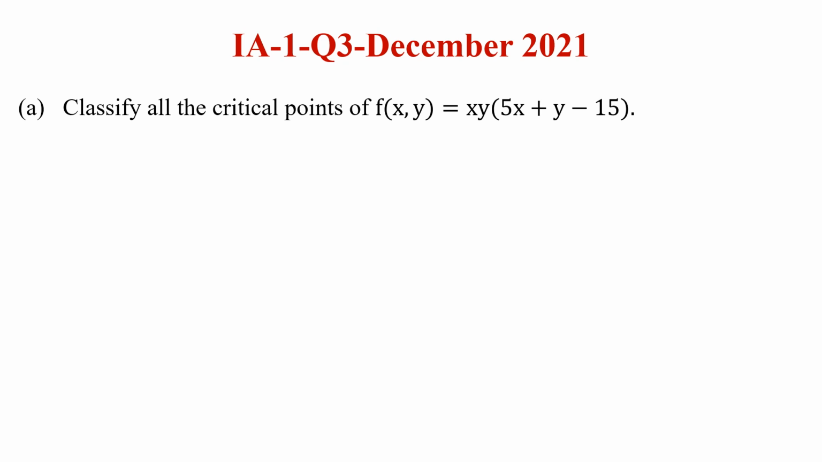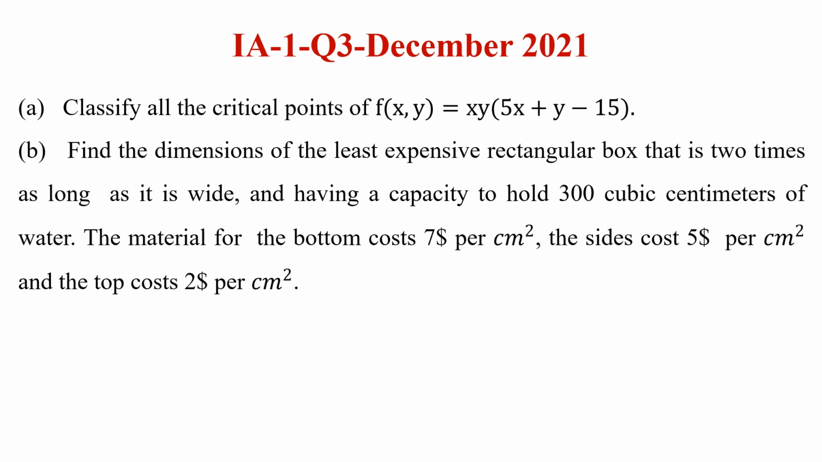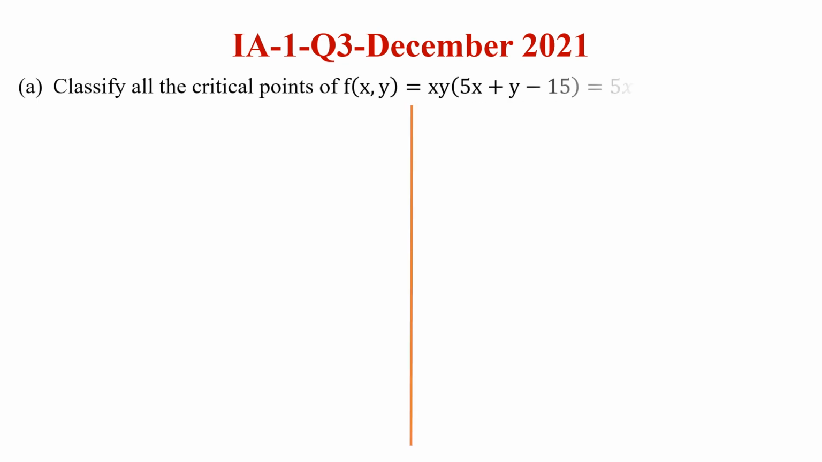A function is given, f of xy is equal to xy (5x plus y minus 15). And the second part we will discuss when we solve the second question. So first, let's see part 1 of question 3. What we do here is expand the function f of xy. So it will be 5x square y plus xy square minus 15xy. That will be your expansion.